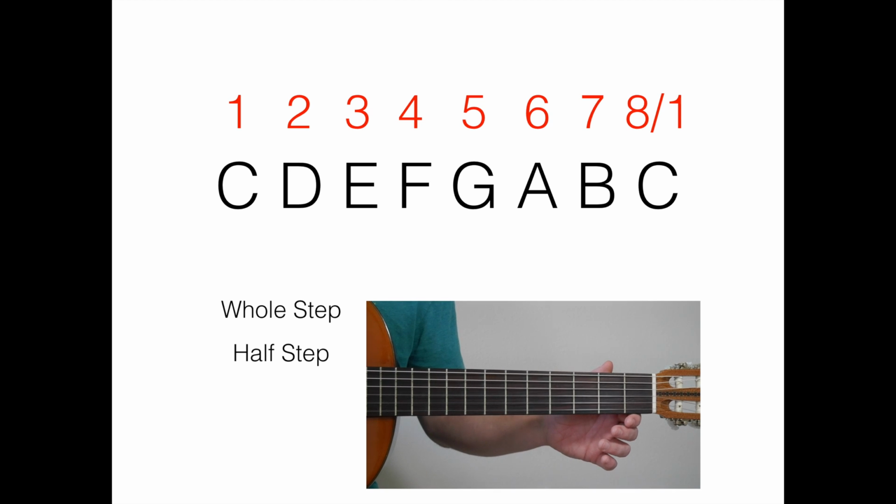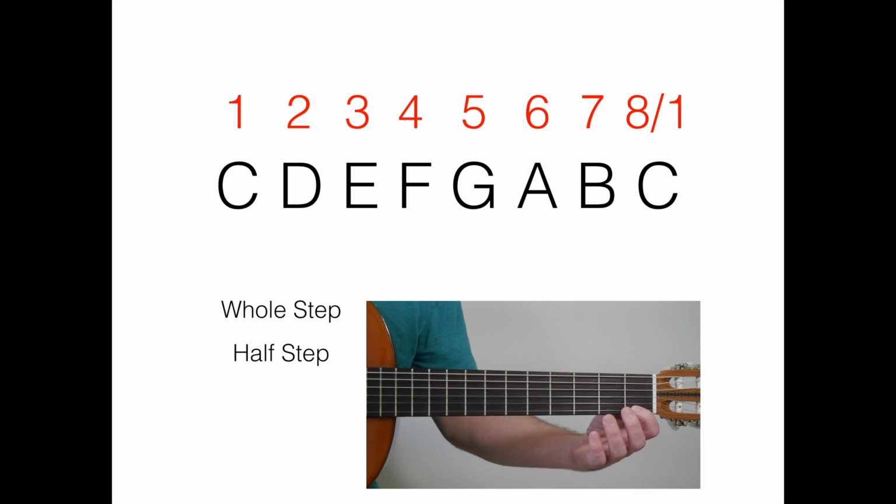The whole step is heard by simply playing one pitch, skipping over the next fret, and playing the pitch 2 frets away. So if I play the pitch on the first string on fret number 1, and then play the pitch on the first string on fret number 3, we will hear an interval of a whole step.